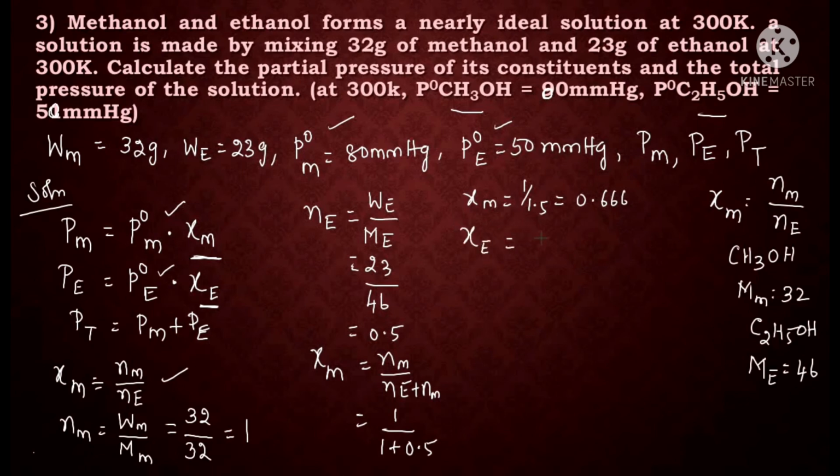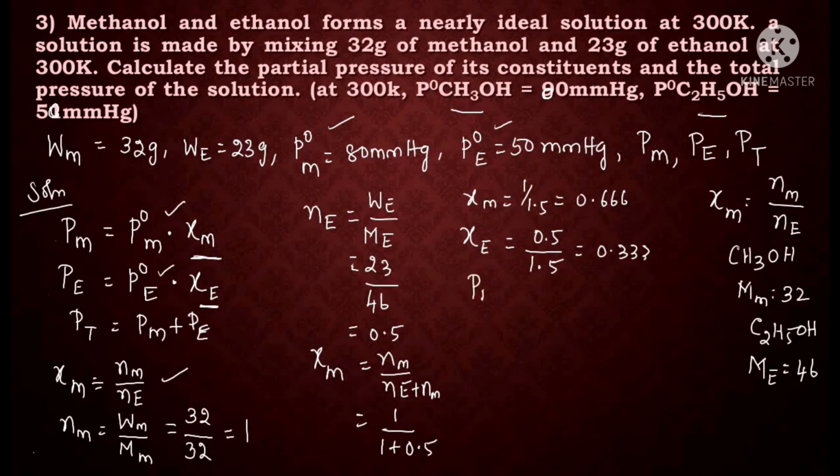How to calculate Xe? Ne divided by Ne plus Nm. So what is the Ne value? Ne value is 0.5, right? 0.5 divided by 1.5 is equal to 0.333. Okay, so we have found out Xm and Xe. Now it is possible to calculate these two. Pm we can calculate, Pe we can calculate, Pt is also easy.